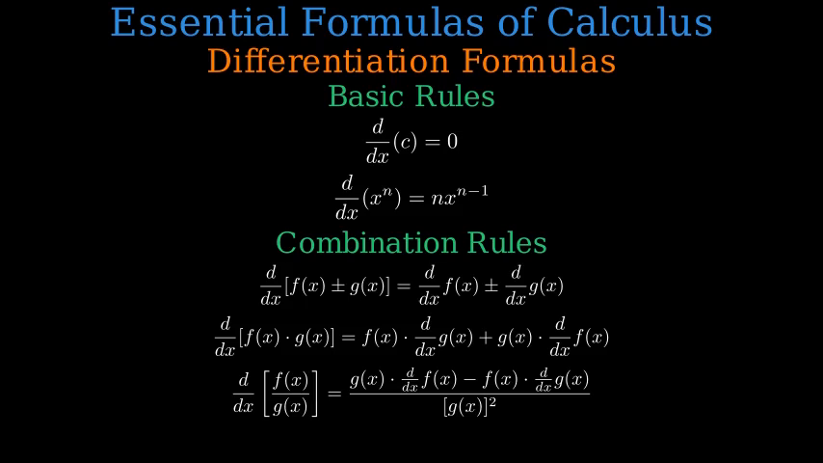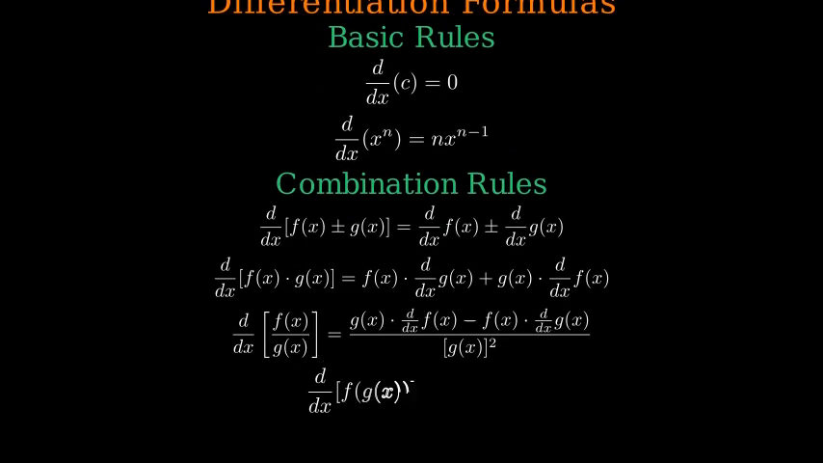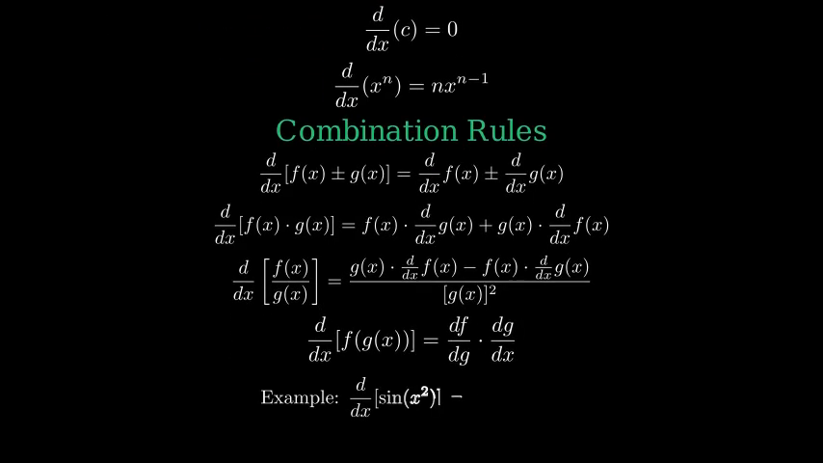The chain rule is arguably one of the most important differentiation rules used when differentiating composite functions. It states that if y equals f of g of x, then the derivative of y with respect to x equals the derivative of f with respect to g times the derivative of g with respect to x.